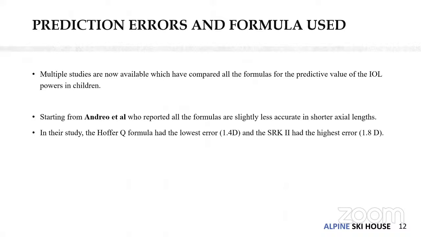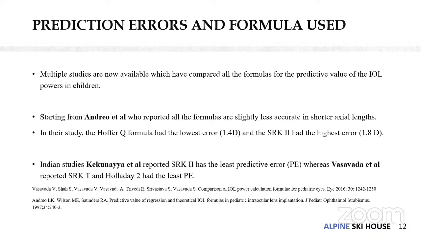The prediction error and the formula use. Multiple studies are now available which compare all formulas for the predictive value of IOL power calculation. Starting with Andreo et al., who reported all the formulas are slightly less accurate in short axial length. In their study, the Hoffer Q formula had a lower error and SRK II had a higher error. Now, Indian studies: Kekunaya et al. reported SRK II as the least predictive error, whereas Vasavada et al. reported SRK/T and Holladay 2 as the least predictive error.